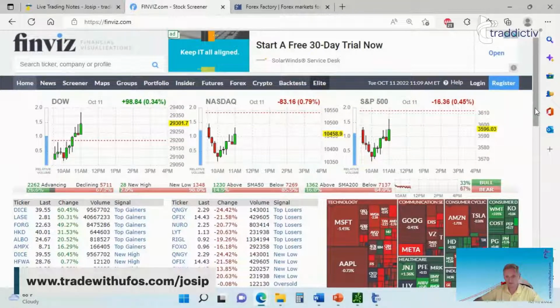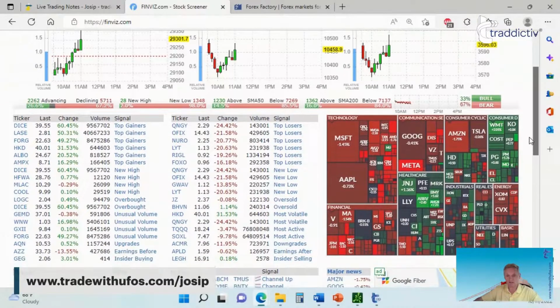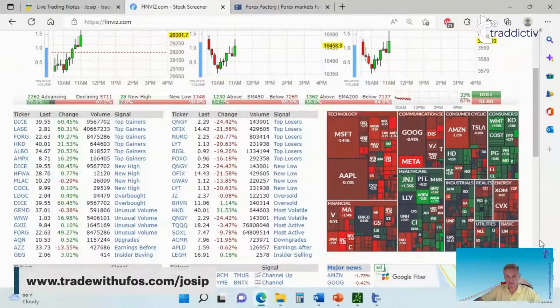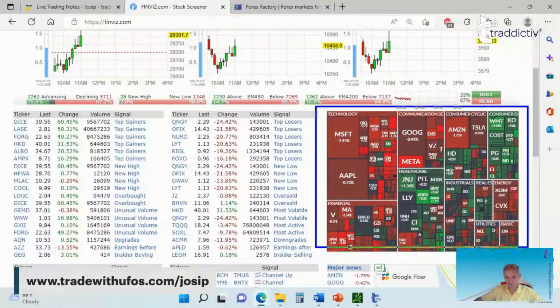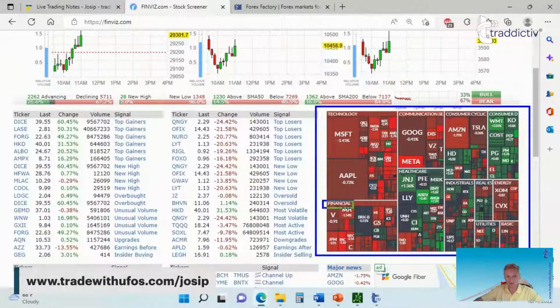And if I scroll down here, this is a map of the S&P 500, and this map represents all the sectors that go inside the S&P 500. You would see two of them that are completely in red. One would be financial and one would be technology. And I mentioned to you that I like to trade M and A, and M stands for Microsoft right here, and A stands for Apple right here.